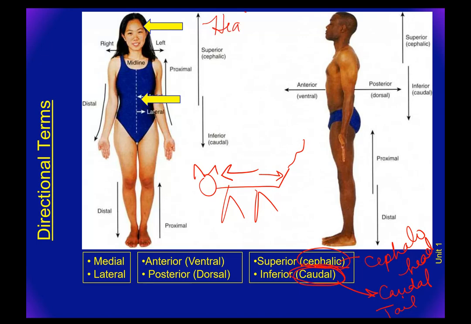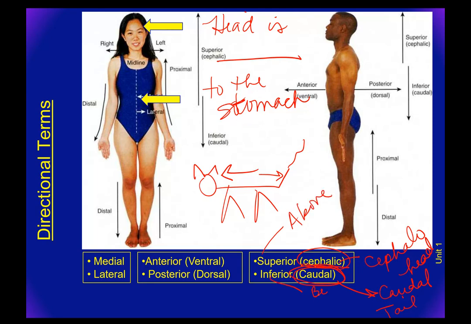So in this example, the head is blank to the stomach. Is it above it or is it below it? Remember, superior means above, inferior means below. So the head is blank to the stomach. It's superior. Okay? And again, with an animal, if I were to say the head is what to the stomach, it would just be cephalic. The head is closer to the head than it is to the stomach.